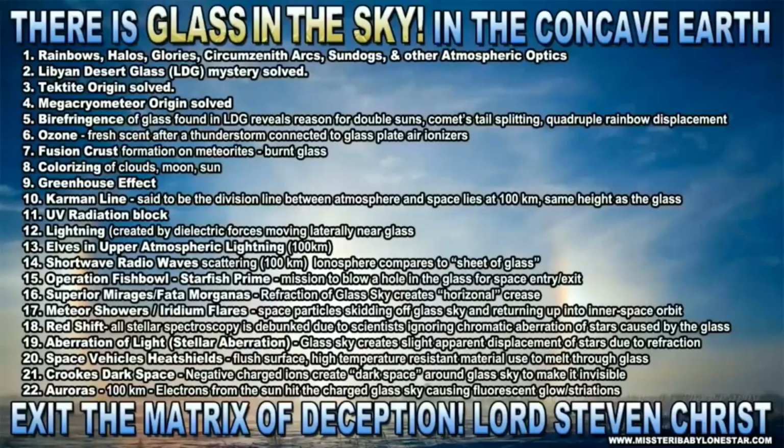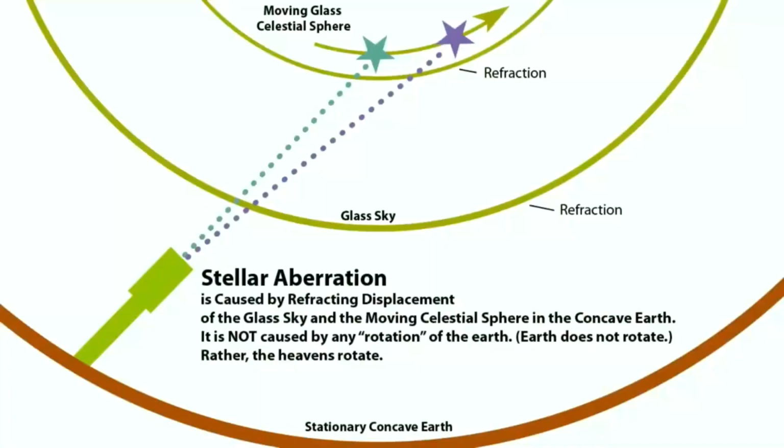They say it's like the Doppler effect. There's nothing further from the truth. All stellar spectroscopy is debunked due to scientists ignoring chromatic aberration of stars caused by glass. Number 19, aberration of light, stellar aberration. Sometimes astronomers will see slight movement, like a displacement in the sky, in the stars, and that's only because the glass sky creates a slight apparent displacement of stars due to the refraction.